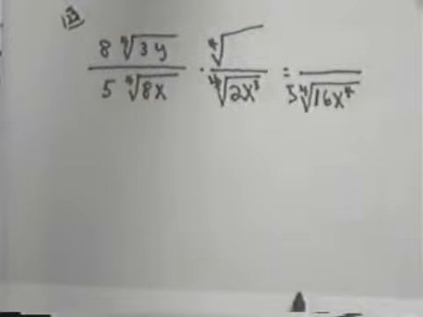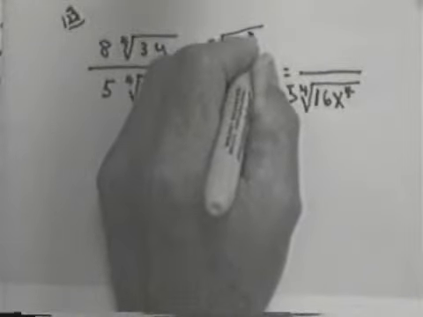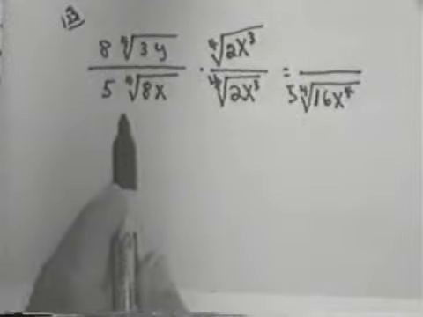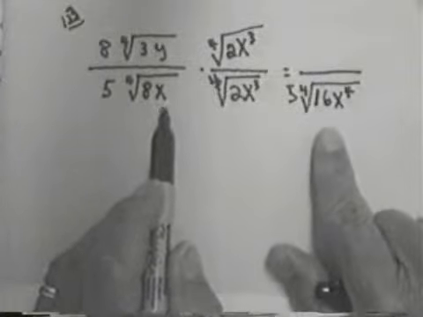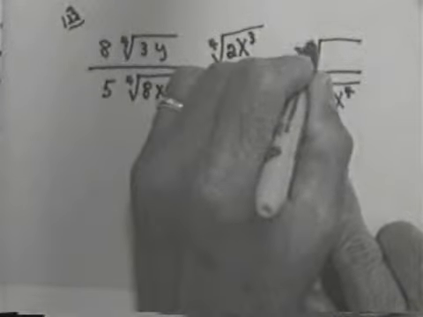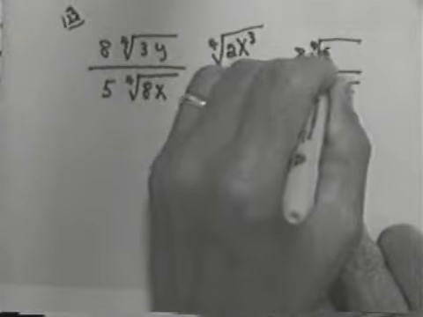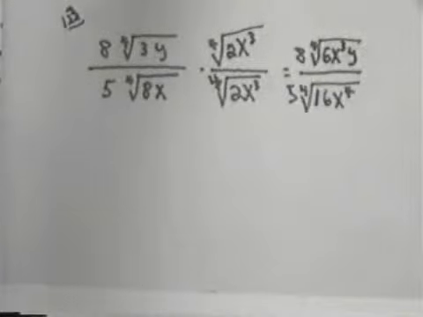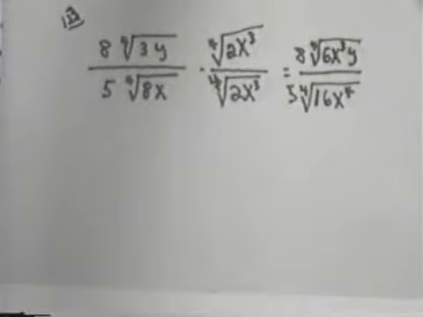If I multiply the denominator by the 4th root of 2x cubed, then I multiply the numerator by the 4th root of 2x cubed. You have to multiply the denominator and numerator by the same thing. So now when I multiply, that would be the 5, the 4th root of 16x to the 4th, and the top is going to be 8 times the 4th root of, now 3 times 2 is 6, x cubed, y. And both of these had the same index, so I could multiply them.